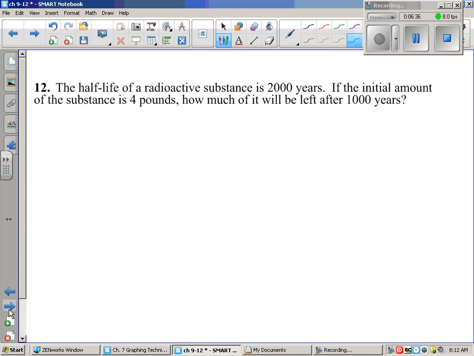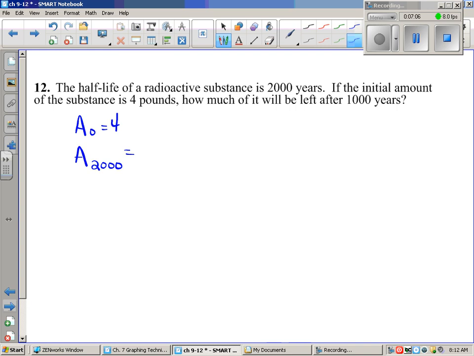The half-life question. Here we go. The half-life of a radioactive substance is 2,000 years. If the initial amount of the substance is 4 pounds, how much of it will be left after 1,000 years? I want you to think about all the information they're giving me here first. The first thing I want you to see here is that A naught is 4. I also know that after 2,000 years, that means when time is 2,000, I have half of the amount.